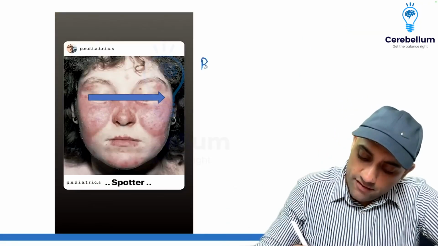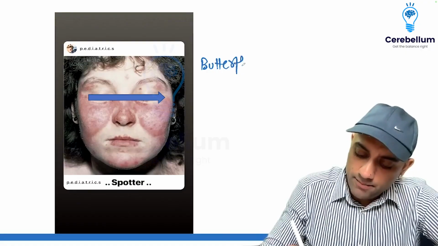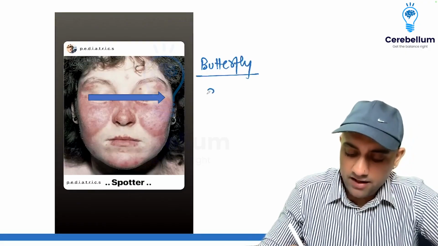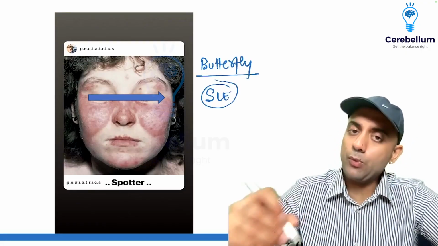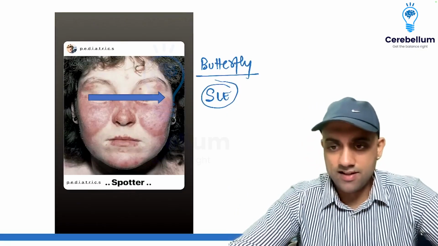So where do you see butterfly rash? Any idea? We all know that the butterfly malar rash is seen in SLE, systemic lupus erythematosus, which is a small vessel vasculitis.